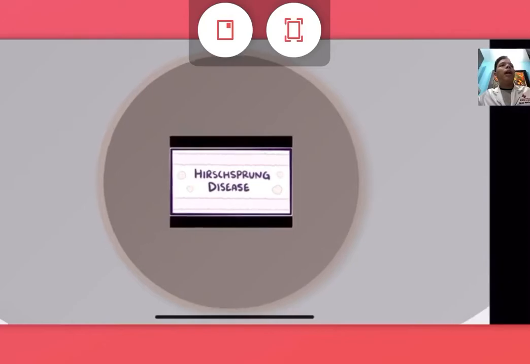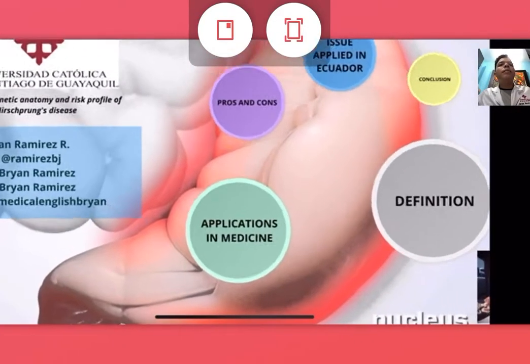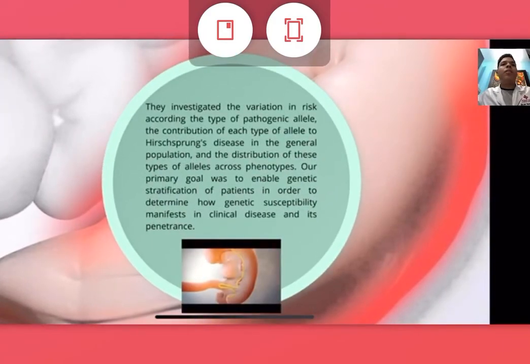Okay, applications in medicine. They investigated the variation in risk according to the type of pathogenic allele, the contribution of each type of allele to Hirschsprung disease in the general population, and the distribution of these types of alleles across phenotypes. Our primary goal was to enable genetic stratification of patients in order to determine how genetic susceptibility manifests in clinical disease.